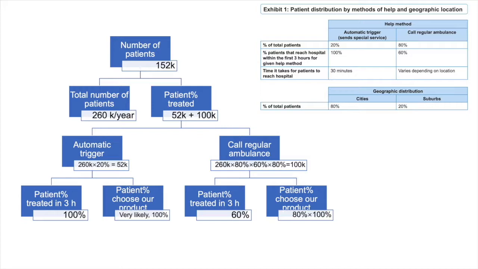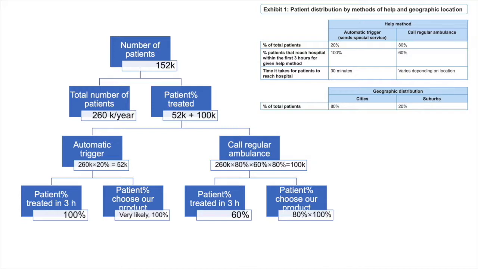And then let me just do a quick calculation. It usually takes me like 1 minute to calculate those numbers. And then here I already list the result. For the automatic trigger, the result is 52,000 people. And then for the ambulance service, it is around 100,000 people.